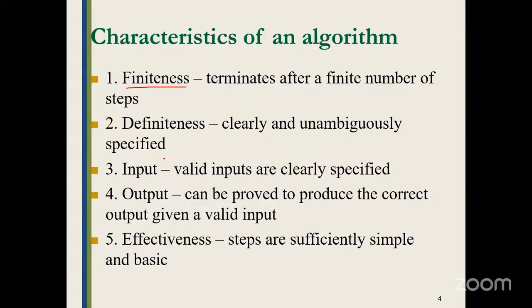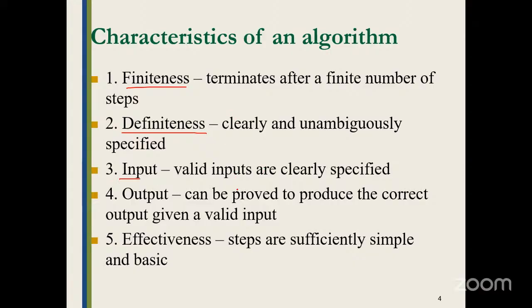Second characteristic is definiteness. The algorithm we are going to design must be designed in such a way that it should have clear information and should not have any confusion. Each and every step should be clearly mentioned in the algorithm, and that must not create any confusion. That is the second characteristic of the algorithm.